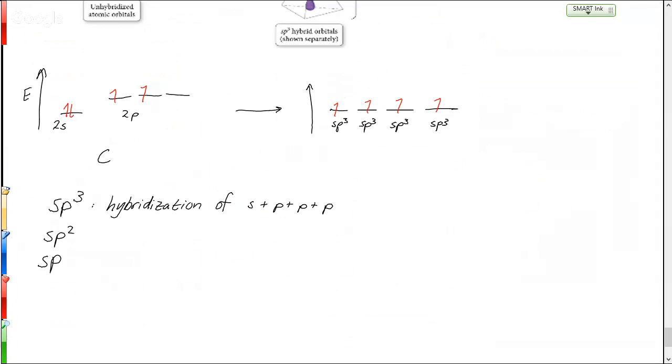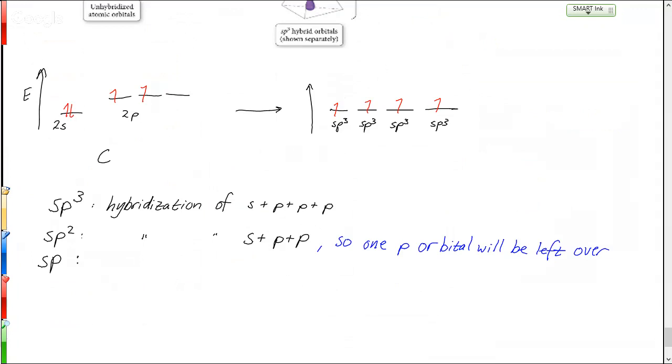We can also just hybridize some of the p orbitals. We don't have to hybridize them all. So sp2 is the hybridization of an s, a p, and another p. And that means that 1 p orbital will be left over. And we'll look at some situations why this happens and when. So in a structure that has sp2 hybrid orbitals, we expect to see 1 p orbital that is unhybridized. It's not combined with the others. It's just on its own. It's just a regular p orbital.